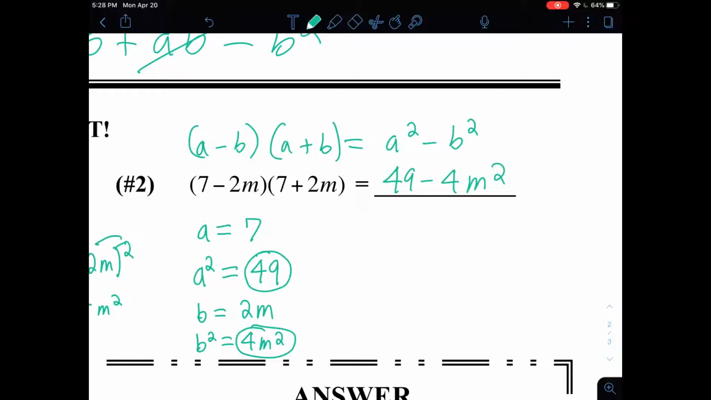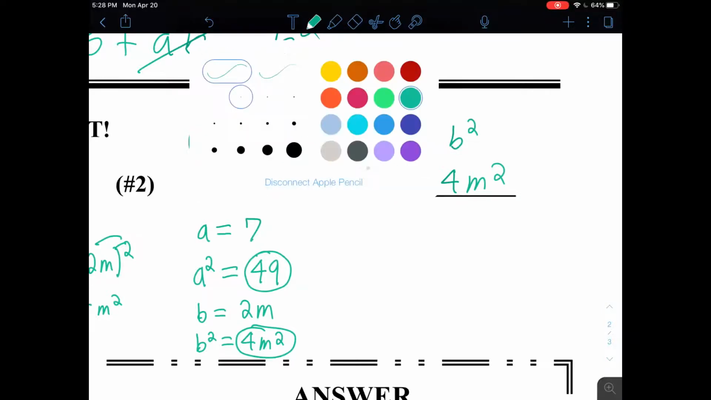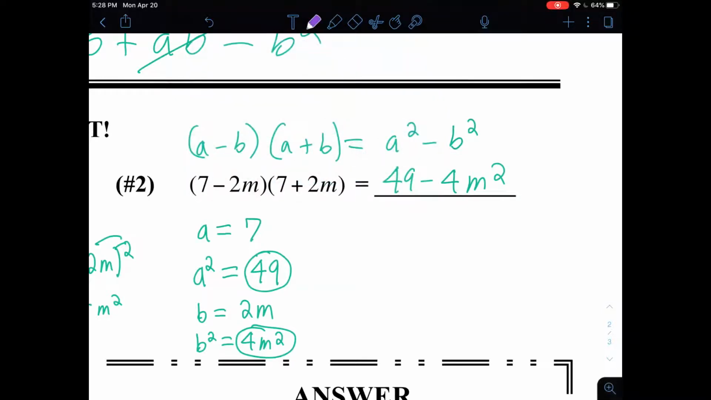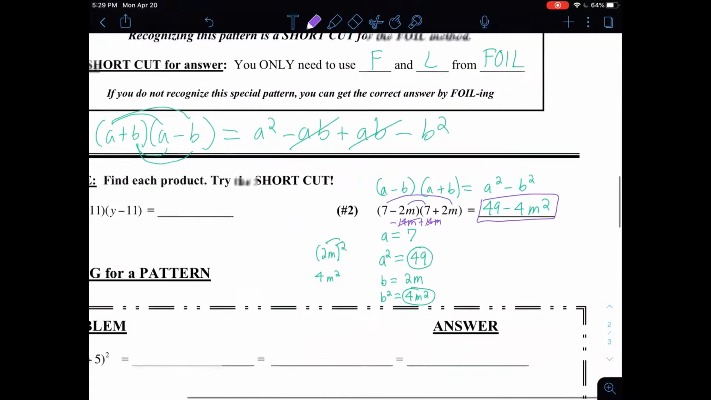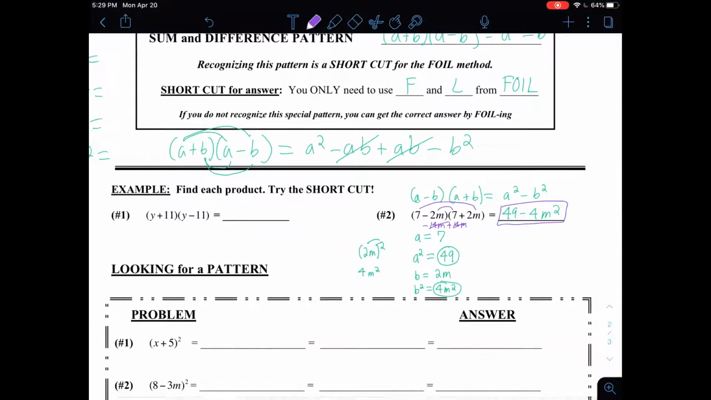Okay? If you were to FOIL this, we're not going to do it all, but if I were to show you, if we did these two, that'd be negative 14m, and if we did these two, that would be plus 14m. Do you see how those are going to cancel? So save yourself some time and effort, just figure out what a squared and b squared is, and this is going to be your final answer, a squared minus b squared. Okay? Why don't you guys go ahead and do number 1 on your own. I'll leave this right here so you guys can see what we're doing.